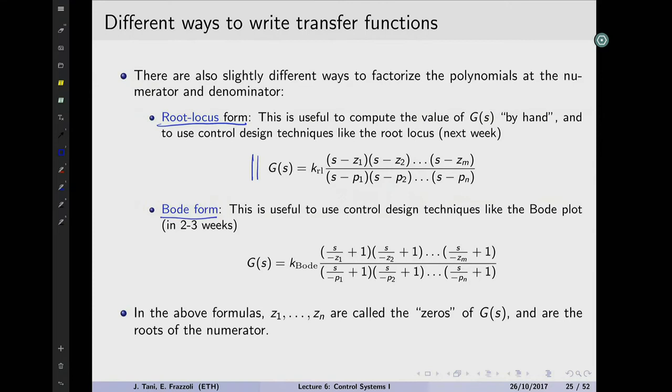Basically, these two forms are what we're going to work on for the next weeks, because again, transfer functions are really important because they characterize the input-output relationships of a system. If we manage to parse these transfer functions in a graphical way, that makes our life much easier.